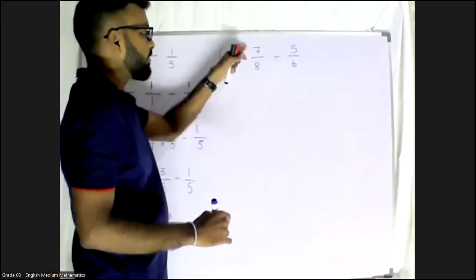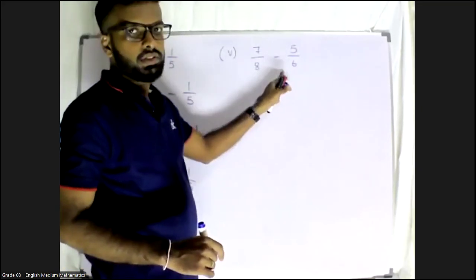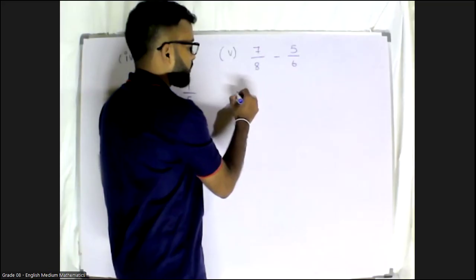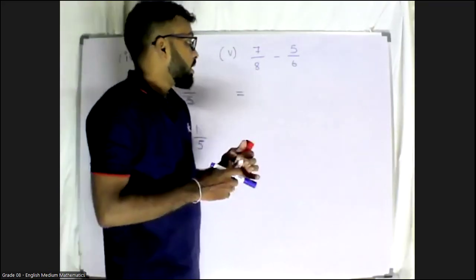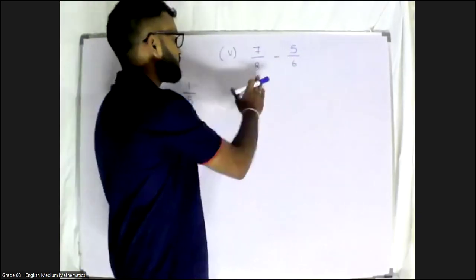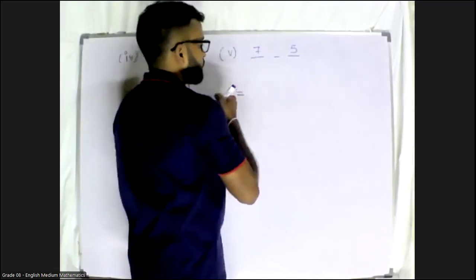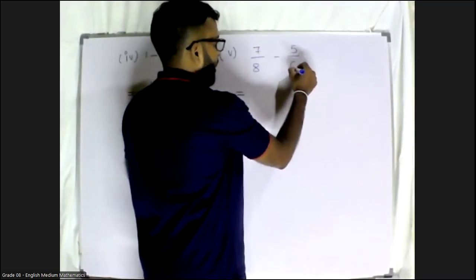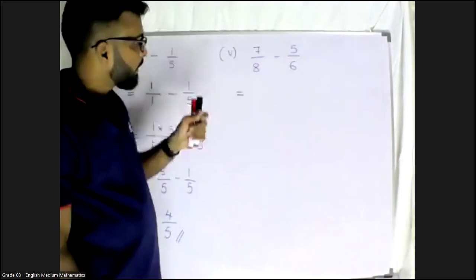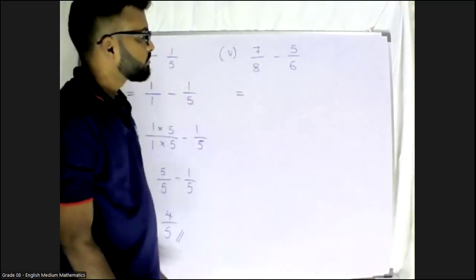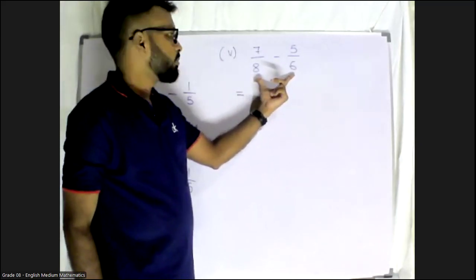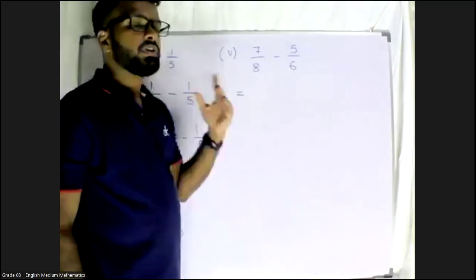So this is the fifth one. 7 over 8 minus 5 over 6. And here I will put equal marks. Now I am going to check my denominators, 8 and 6. I will rewrite this somewhat bigger. 7 over 8 minus 5 over 6. Here you have 8 and 6. Now, are these denominators the same or different? Different, right?